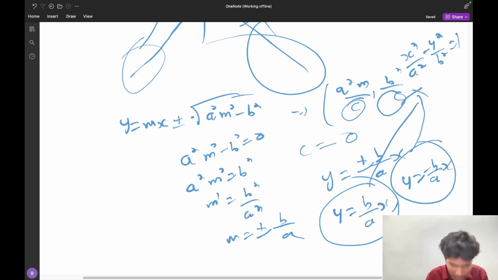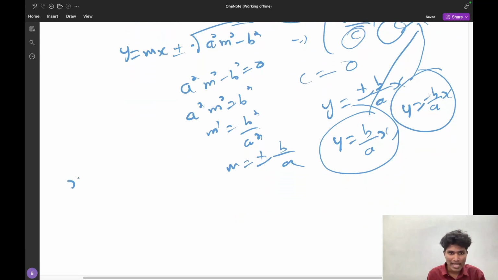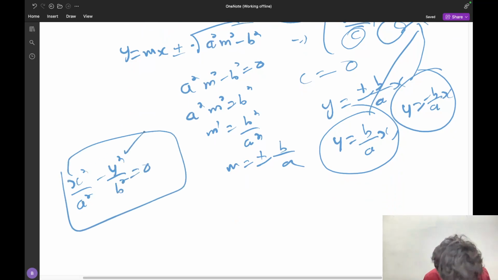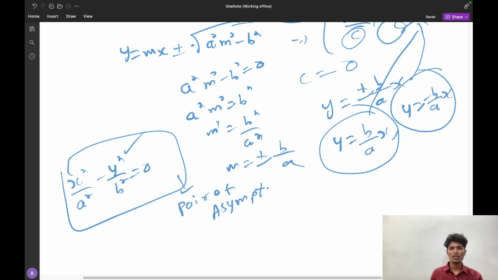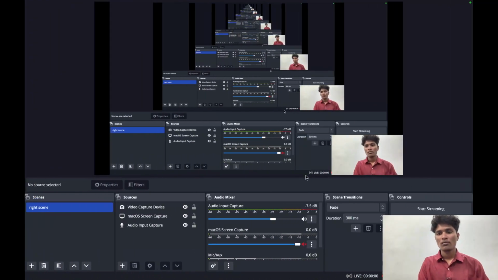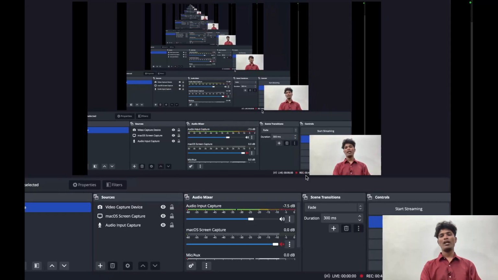This is the asymptote concept. And if you think like this, x square by a square minus y square by b square is equal to 0, very important, this is the equation of the pair of asymptotes. It will be the equation of the pair of asymptotes.